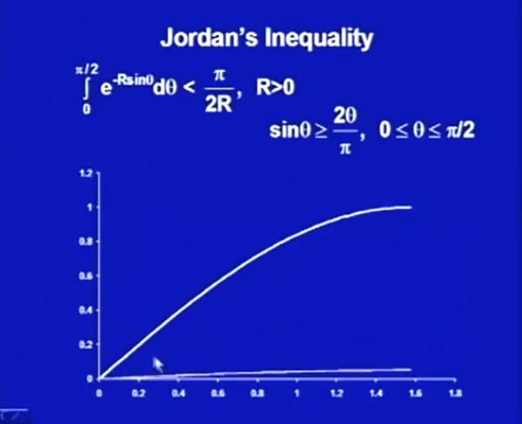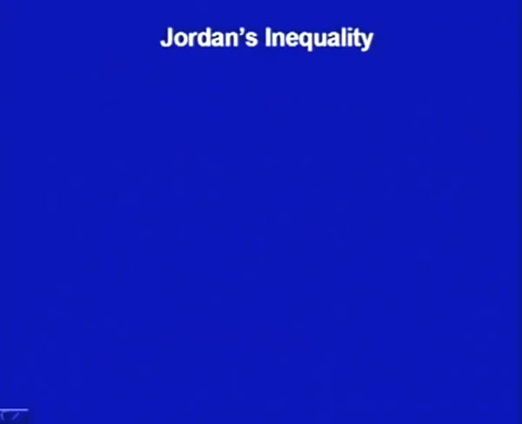Now, we see from here that for the complete range from 0 to pi by 2, the function 2 theta upon pi is lying below the curve sin theta. What we are concluding from here is that sin theta would always be greater than or equal to 2 theta upon pi in the range 0 to pi by 2, because at 0 both of them are equal. Now, we will use this to prove Jordan's inequality. We want to prove that the integral from 0 to pi by 2 of e to the power minus r sin theta d theta is less than pi upon 2r for r positive.